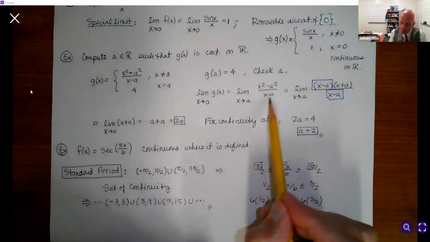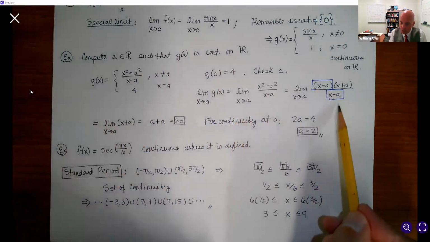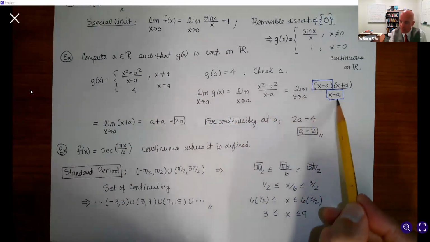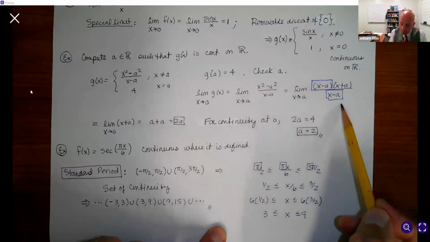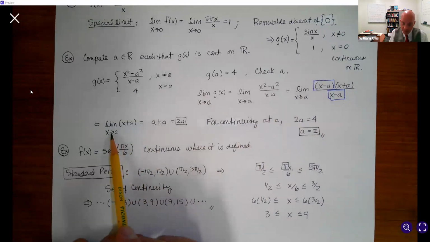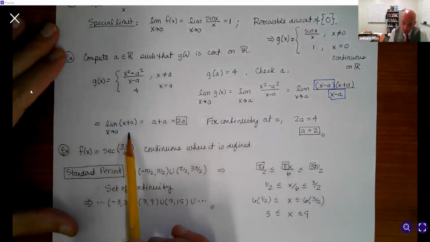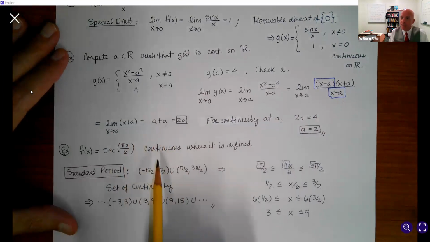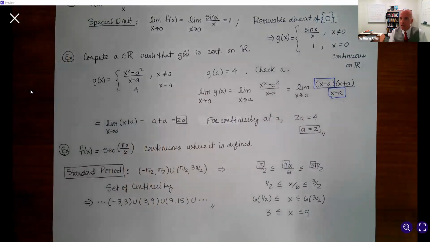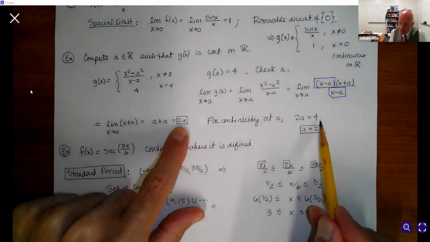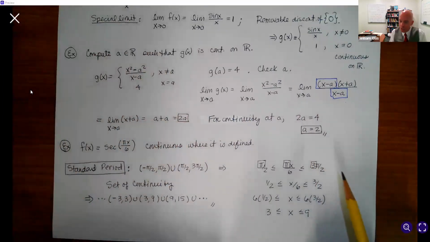But of course, this will factor because we have a function with a hole in it. We have the x minus a times the x plus a divided by the x minus a. These cancel, and so we're just left with the limit as x approaches a of x plus a. Direct substitution, a plus a is 2a. Now, again, for continuity, we have to have the limit as x approaches a equal what? g of a. Well, g of a is 4, so the limit is 2a. So then if we divide by 2, we simply get a is equal to 2.